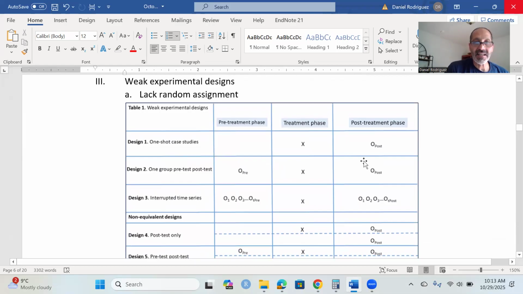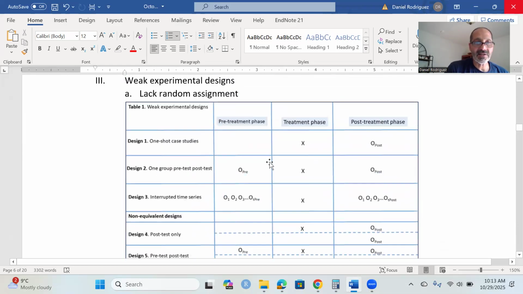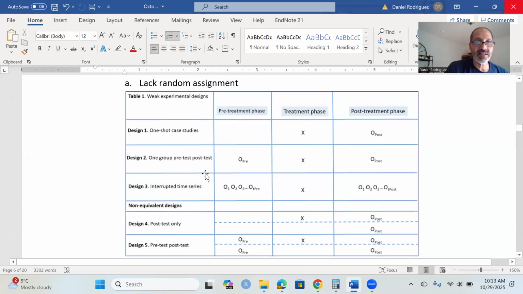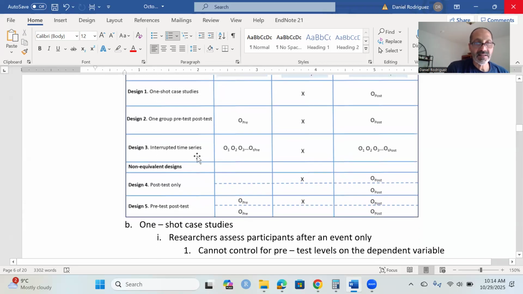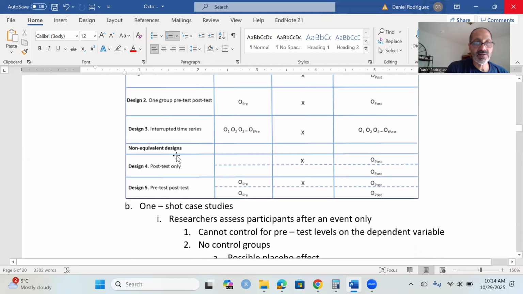You have the one-shot case study. I'll just name them: one group pre-test, post-test. I'm going to cover them in a second. Interrupted time series, and then you have these non-equivalent designs where you have two different groups, post-test only and pre-test only. This is a lot like what I covered just a moment ago.